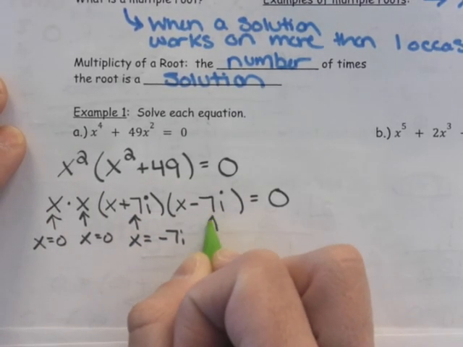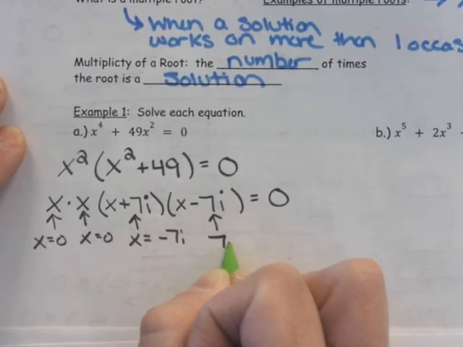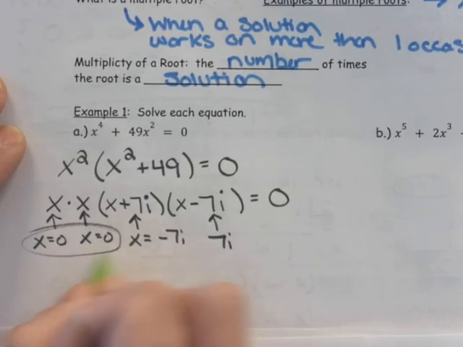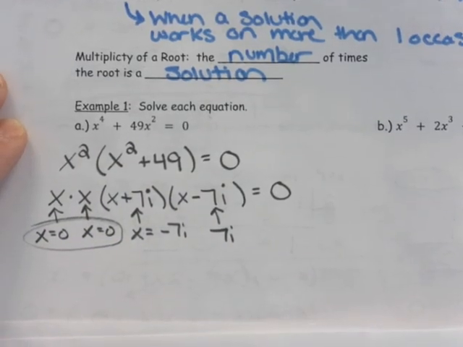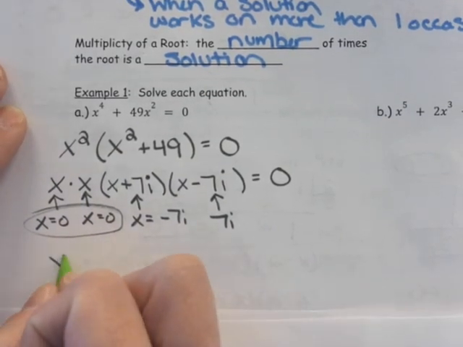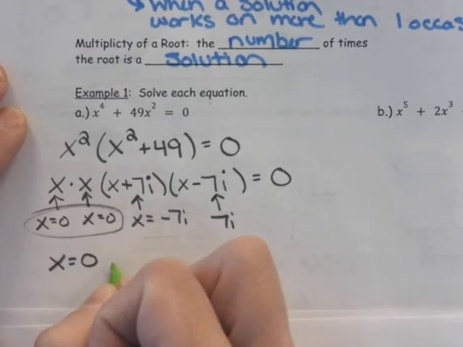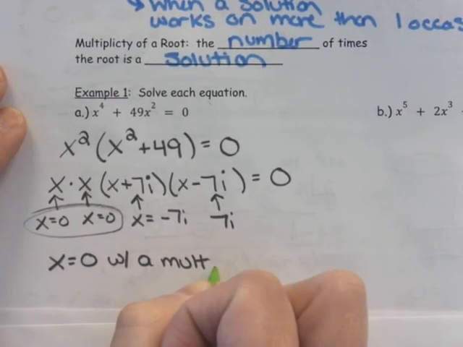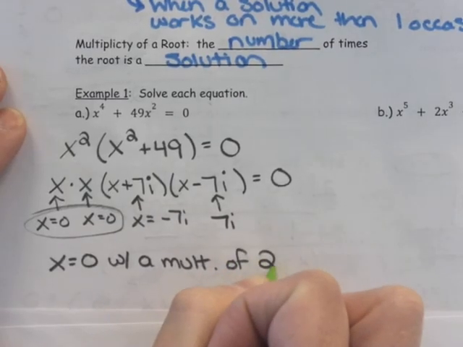What would make this 0? Okay, so how am I going to say this, though? What fancy word am I going to use to talk about the fact that it's twice? X equals 0 with a multiplicity of 2, because it's a solution 2 times.